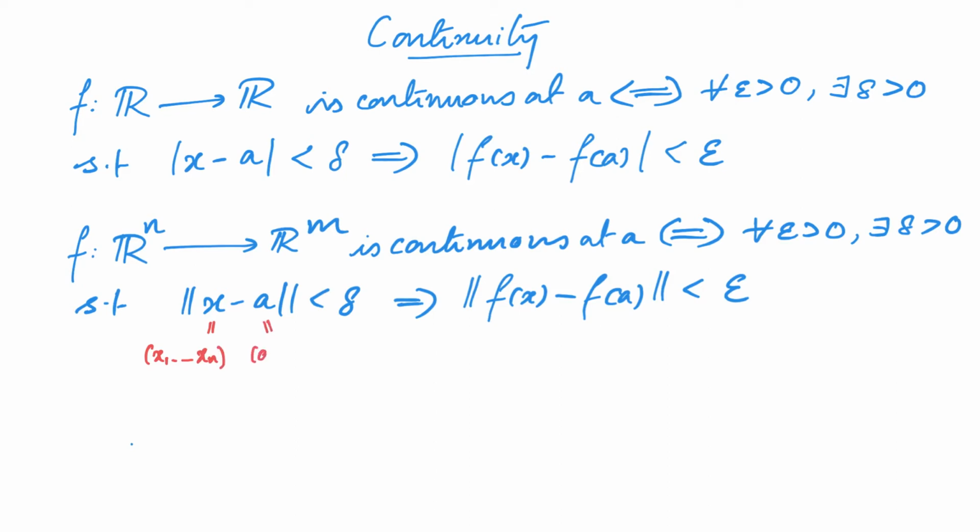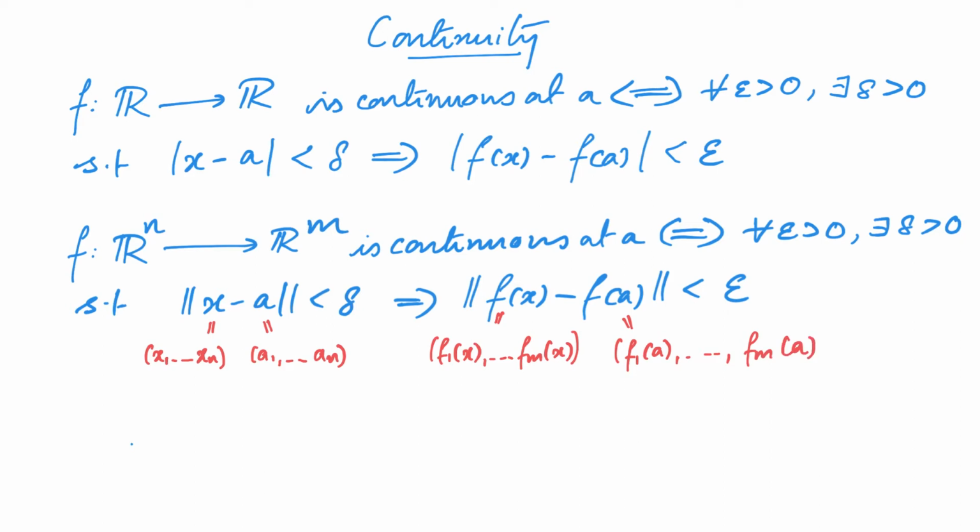However, this definition is a bit unwieldy. Why? Because here x and a are elements in Rn and f of x and f of a are elements in Rm. They are not numbers. Further, this norm itself is a bit complicated. So, in some sense, this definition is not so useful.